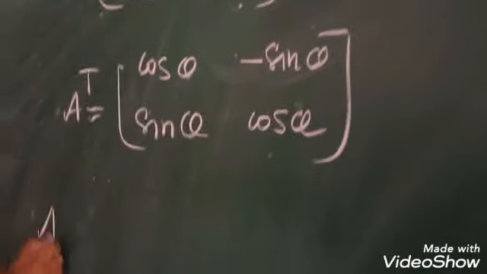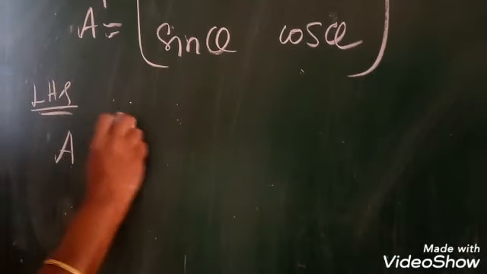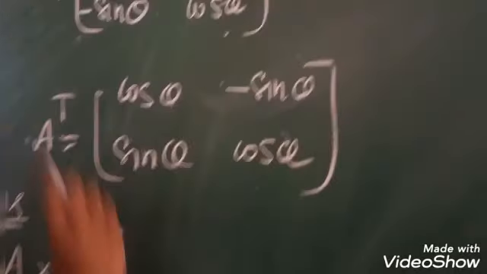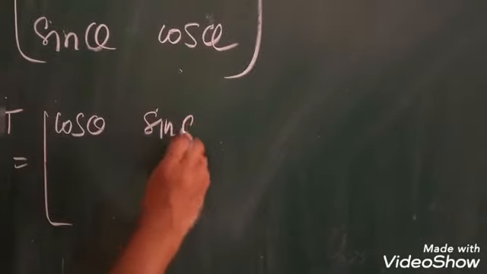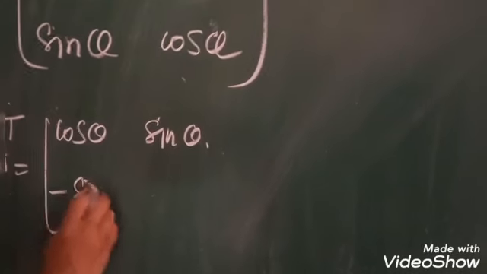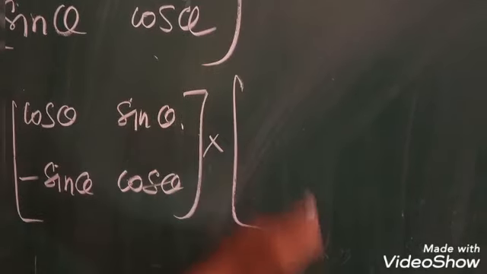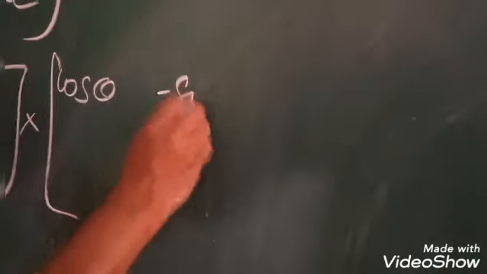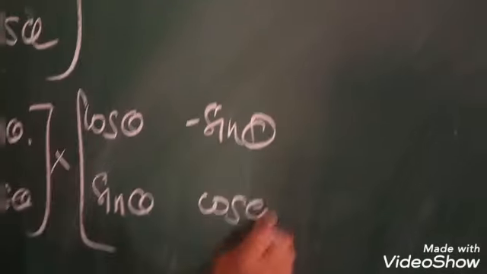Okay girls, now the LHS. What is the LHS? A into A transpose. First we write the A matrix. What is the A matrix? Cos theta, here sin theta, then next minus sin theta, here cos theta. Into A transpose. What is A transpose? Cos theta, minus sin theta, here sin theta, cos theta.